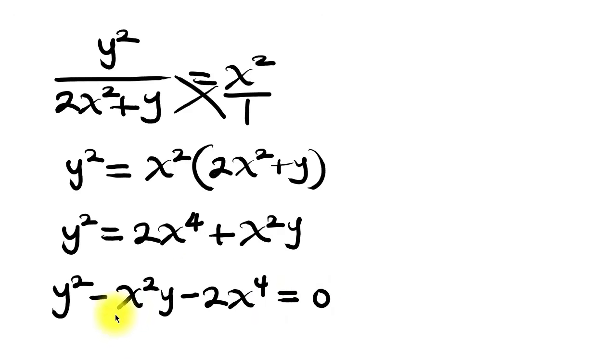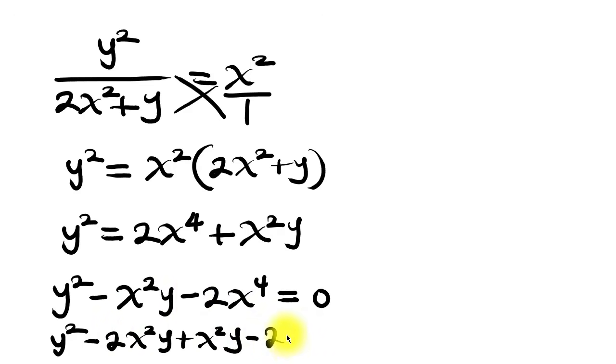Now let's rewrite what we have here. Now since I have 2 here, I'm going to be writing this such that it has 2. So this is y squared. This expression, which is minus x squared y, can be written as minus 2x squared y plus x squared y. You see that? Very good. So we now have 2 here. Now minus 2x to power 4 equal to 0. We did this so that we can be able to factorize the expression.